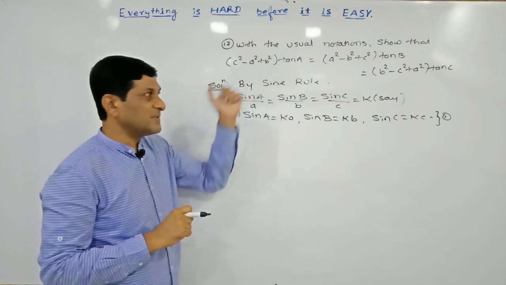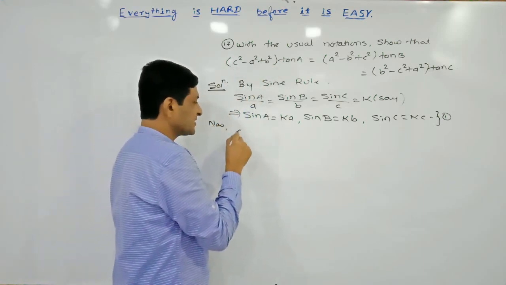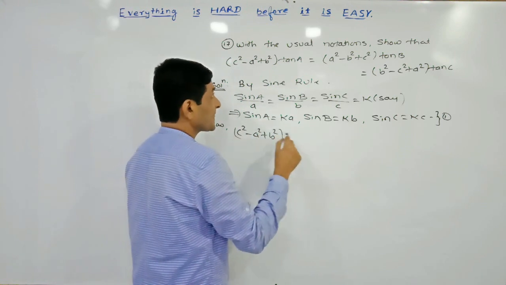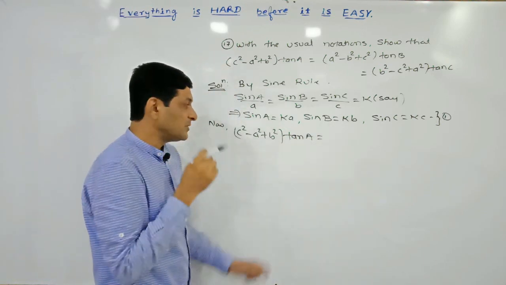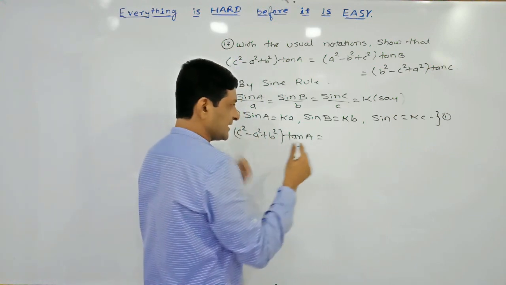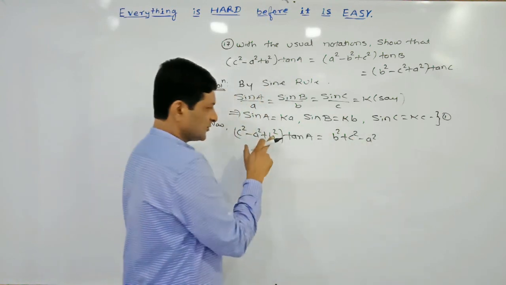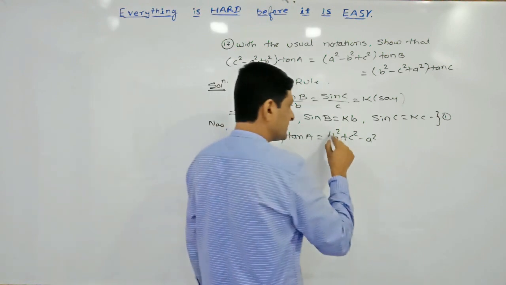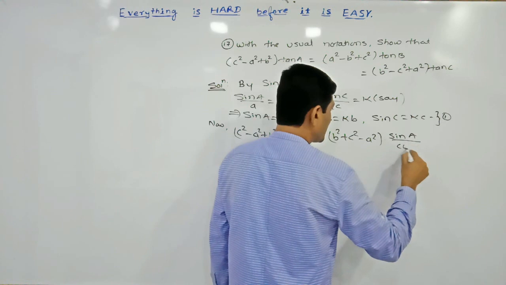Now consider the first term. So now we are considering the first term. So what is the first term? C square minus a square plus b square into tan a. Let us try to find out the value of this term. So now here c square plus b square can be written as, first collect the positive terms, that is b square plus c square minus a square. So first we have written b square, then plus c square minus a square, and this tan a can be replaced by sine a upon cos a.